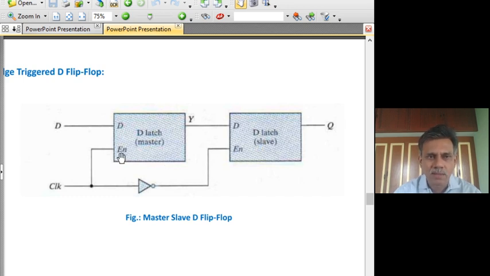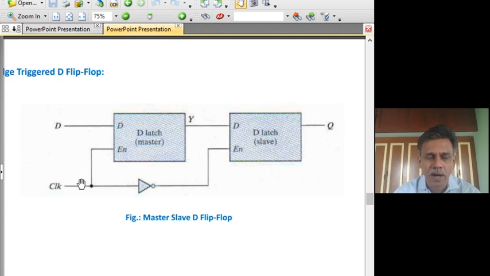So as soon as the master is enabled, as long as the clock remains high, the D input will affect the master latch and therefore Y will start following D, but for a propagation delay of the master latch. And during this time the slave isolates Q from Y. Because the slave is disabled, Q will not get affected. The effect of D will only be present in Y and it will not go all the way to Q.